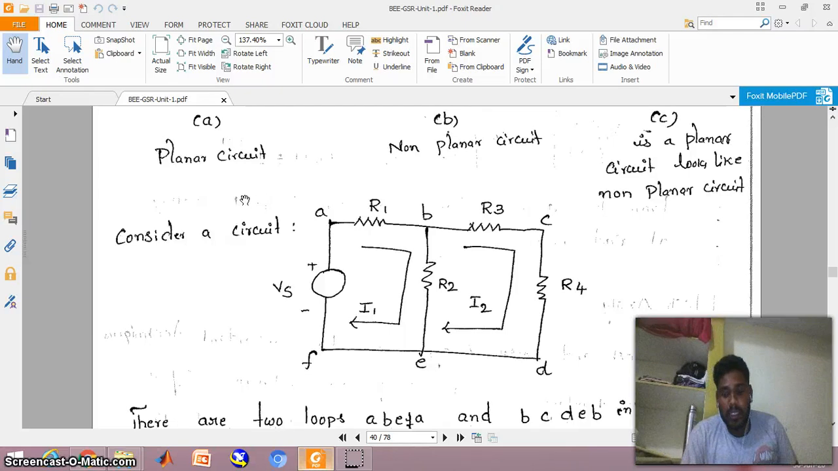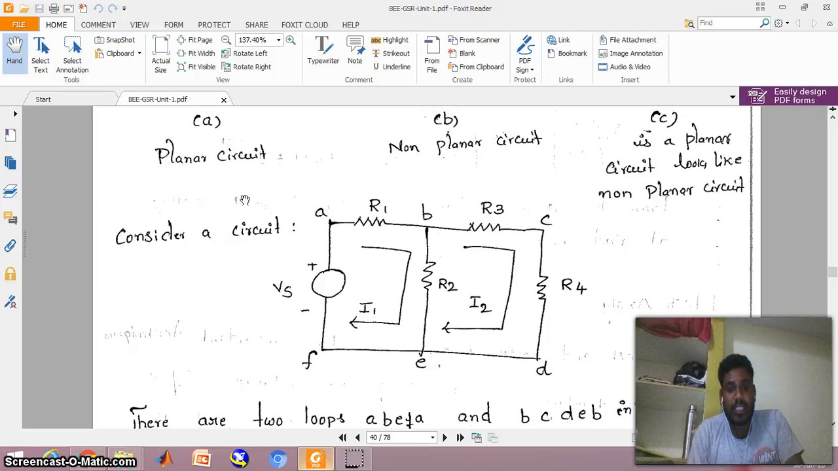Next, in mesh analysis, we write the KVL equation in each loop. In nodal analysis, first identify the nodes. In that, identify the reference node. Next, for the remaining unknown nodes, assume the voltages at each node and apply KCL at each node. Write the equations at each node, simplify the equations and calculate the unknown voltages V1, V2, V3 and so on.